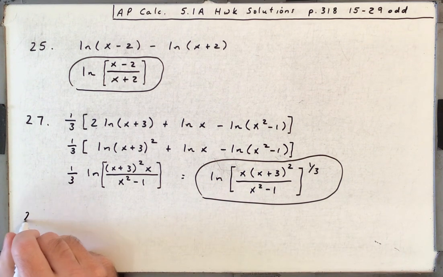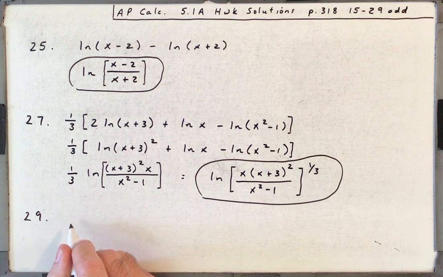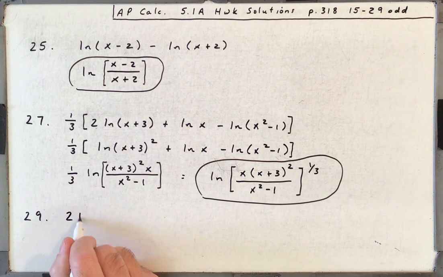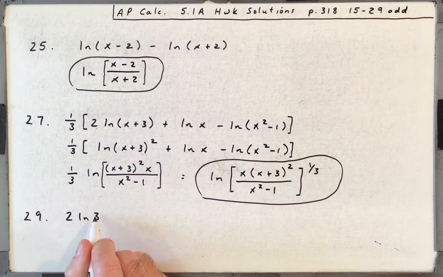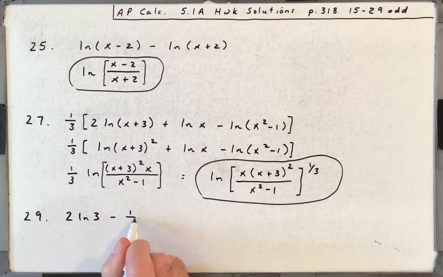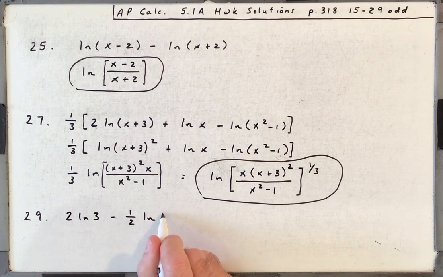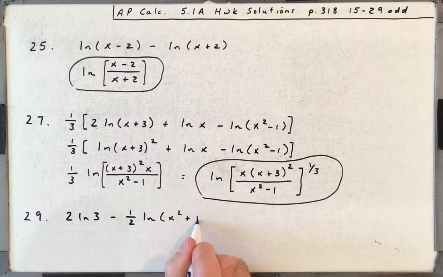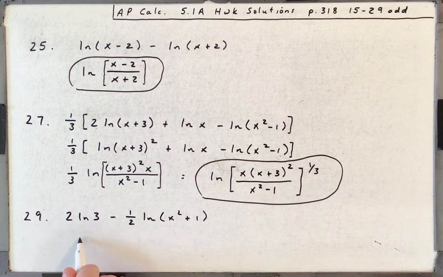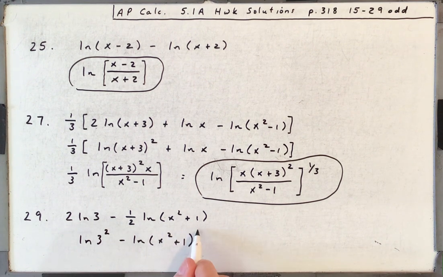And finally, our last one, I think I can fit it in, number 29. We have 2 natural log of 3 minus 1/2 natural log of x squared plus 1. Okay, let's make that natural log of 3 squared minus the natural log of x squared plus 1 to the 1/2 power. So I took care of these coefficients, made them into exponents.